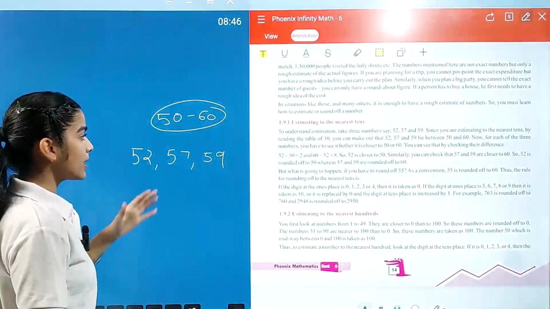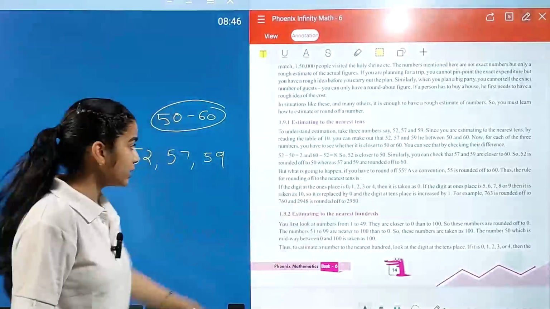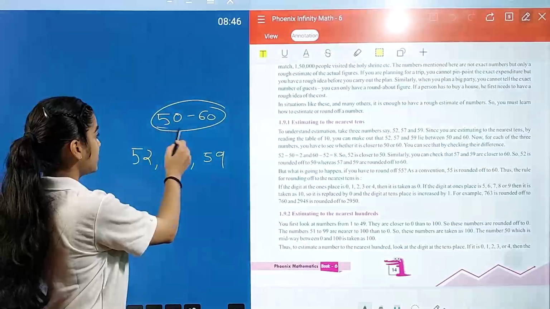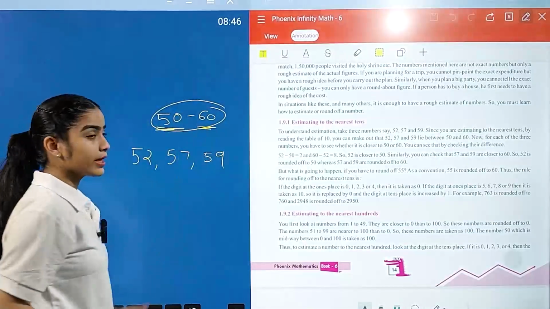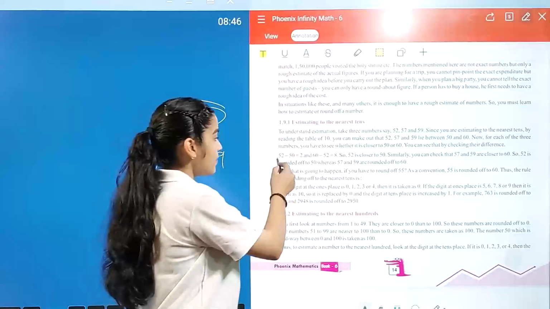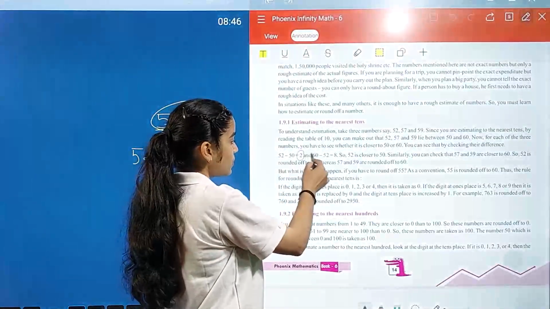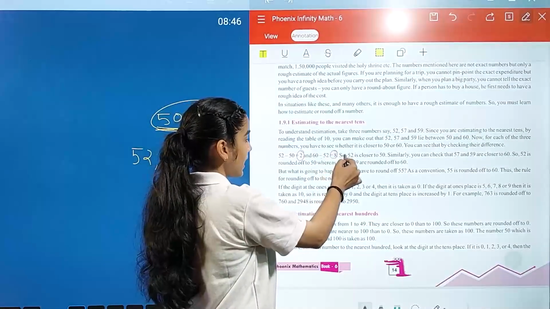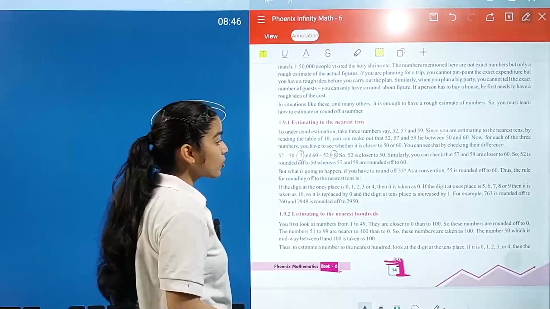Now what we have to do is estimate to the nearest 10. So the nearest 10 would be either 50 or 60. But how can we determine it? It could be 50 or 60. So for this, if we do 52 minus 50, you will get 2. 60 minus 52 is 8, and so 52 is closer to 50.